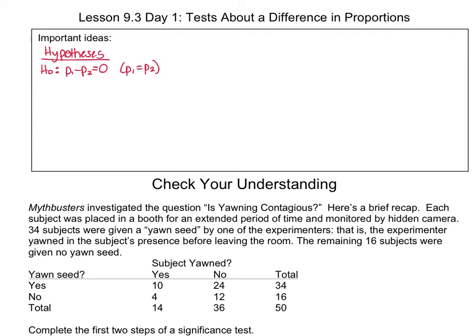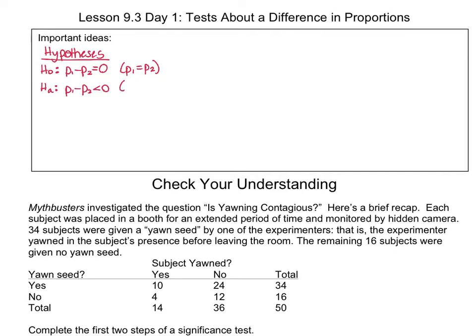So now let's talk about alternative hypotheses. The alternatives are still going to be about p1 and p2 and 0, but we're going to have different types of inequalities. So we could start off with p1 minus p2 is less than 0.